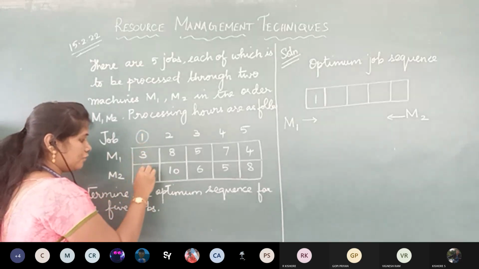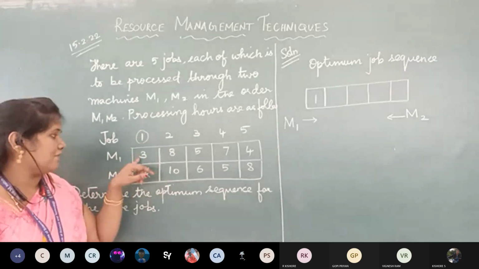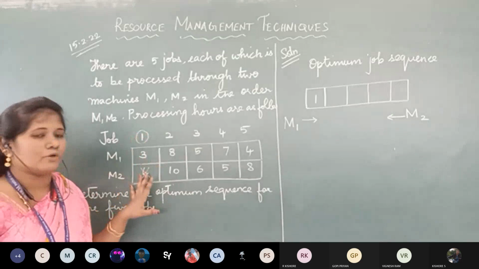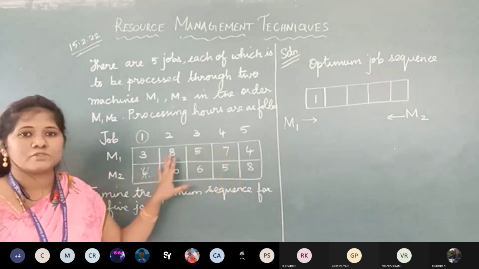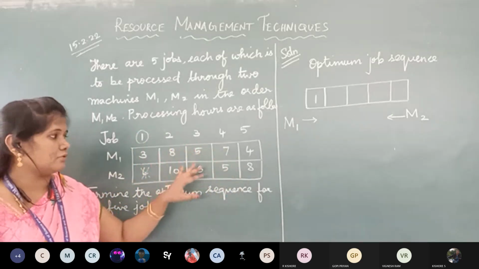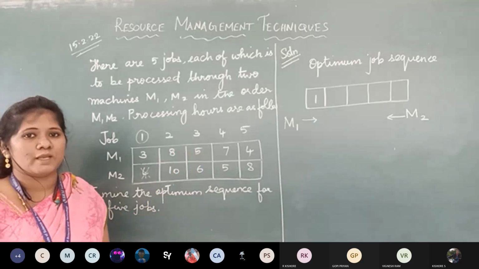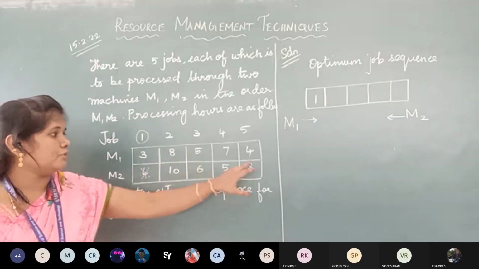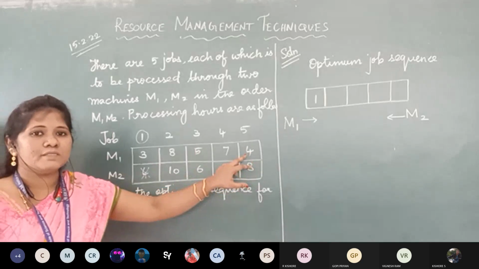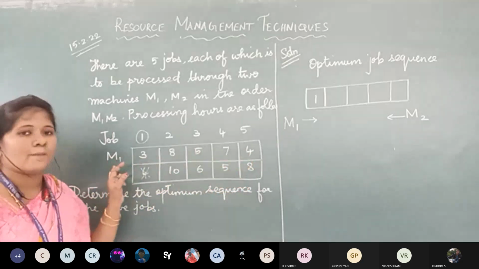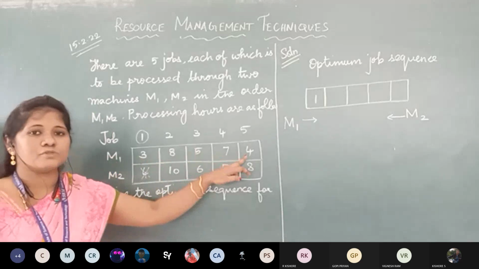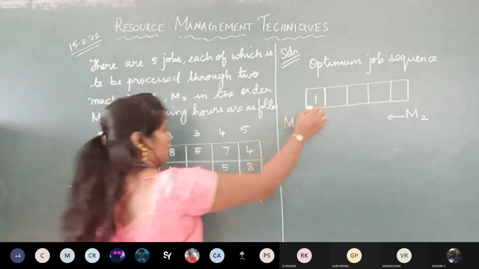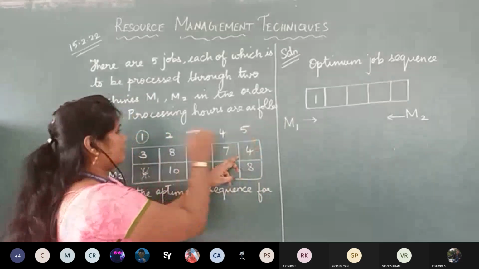You won't take this 4 value. Since we've taken this 3, we won't take this 4. So this is over. With the remaining set of values, you have to see which is your least value. Again, if you see, your least value is 4. This 4 is again coming from the machine M1. So you will write 4 is coming from the job 5.